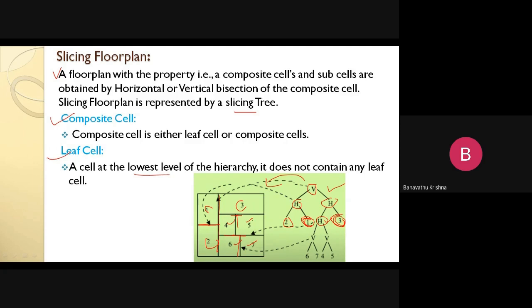3 and 5 with the horizontal. So 4 and 5 here is nothing but a vertical connection. Vertical with the horizontal, that is 3 with the 3, right? This is a way of representing the slicing floor plan. Once again, how to go through this, right?